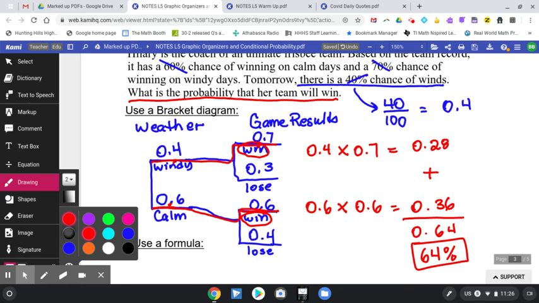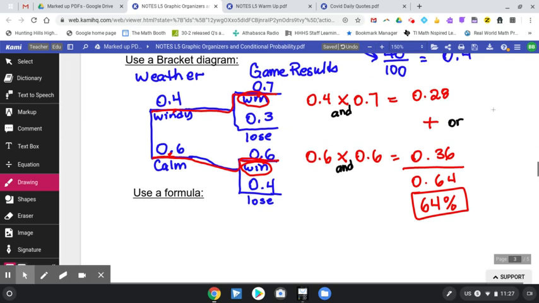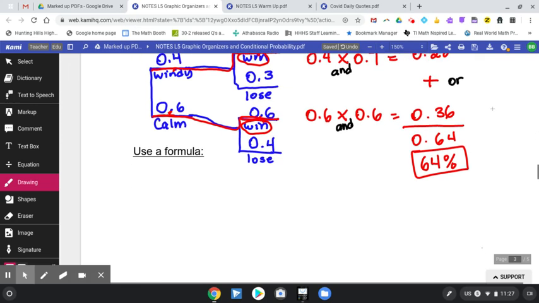Now let's just take a look at the ands and the ors, the connector words in here. So here we've got an and. It's windy and they win. Here we've got an and. It's calm and they win. And in here we've got an or. They either win when it's windy or they win when it's calm. Okay, now that's kind of brand new, so that one might feel a little confusing.